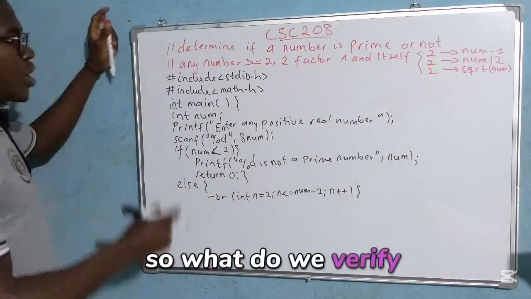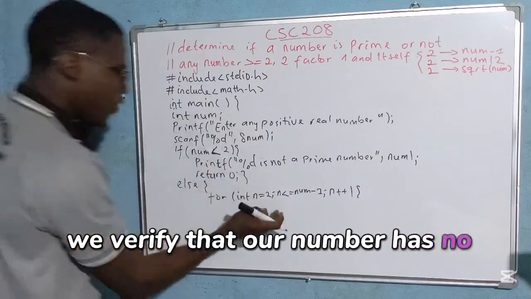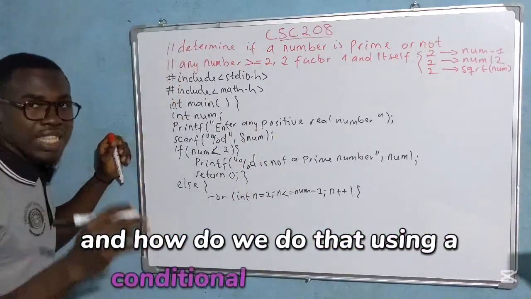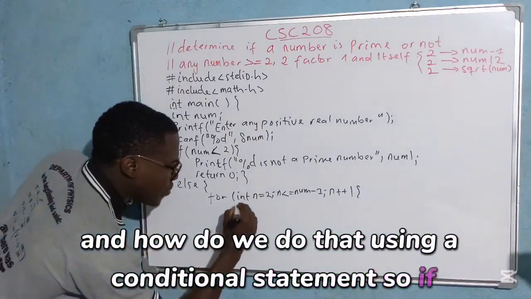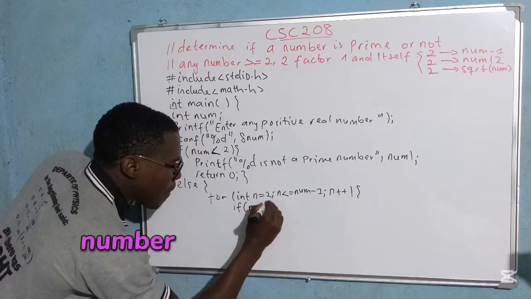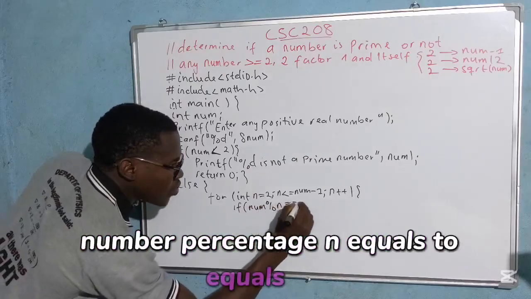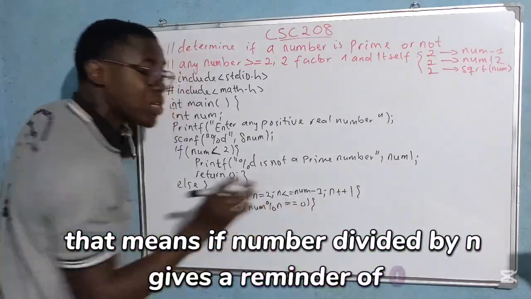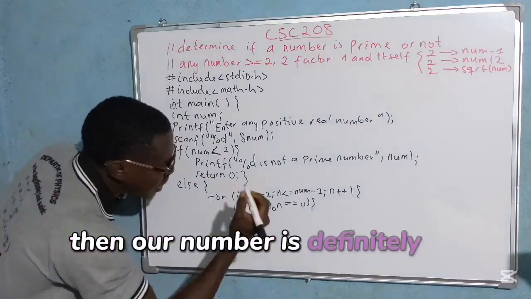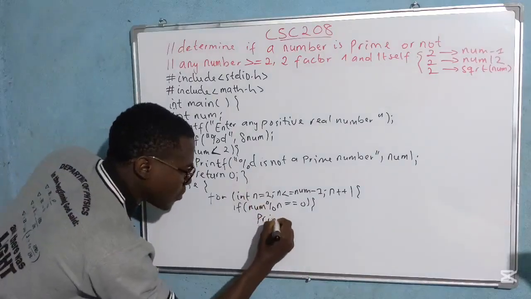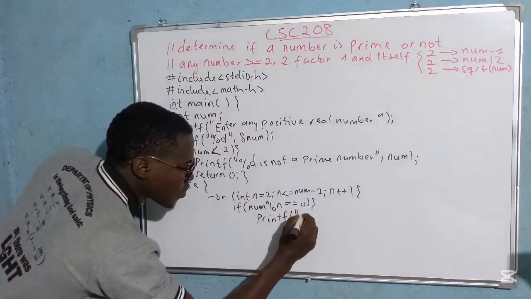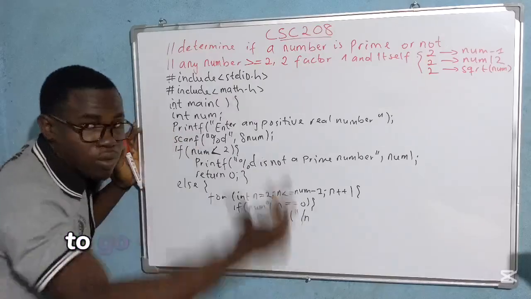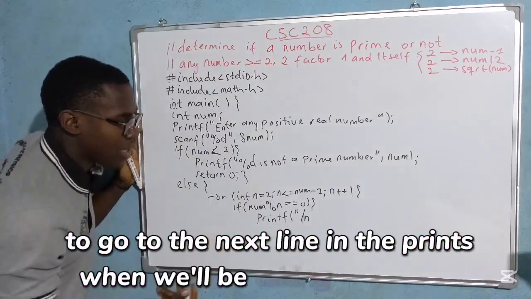So what do we verify? We verify that our number has no factor from 2 to number minus 1. And how do we do that? Using the conditional statement: if num percent n equals 0, that means if number divided by n gives a remainder of 0, then our number is definitely not prime. This is to go to the next line in the print when we'll be taking the output.